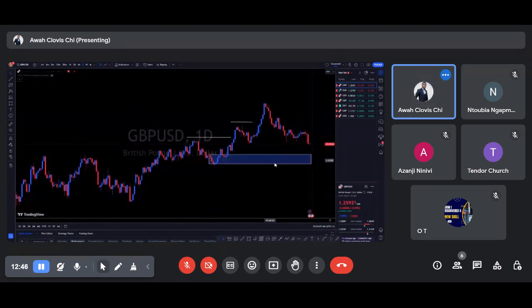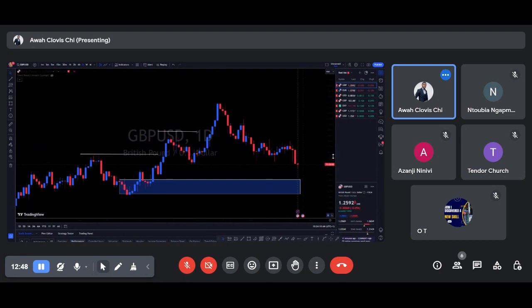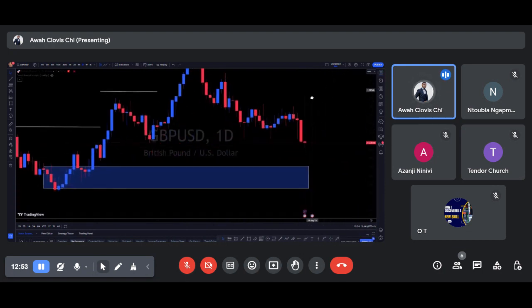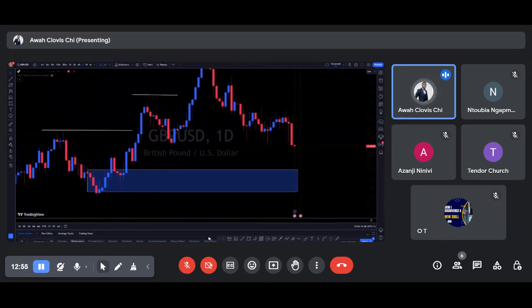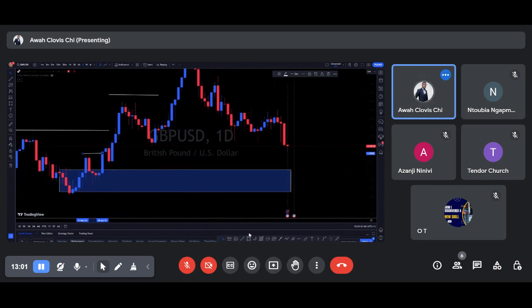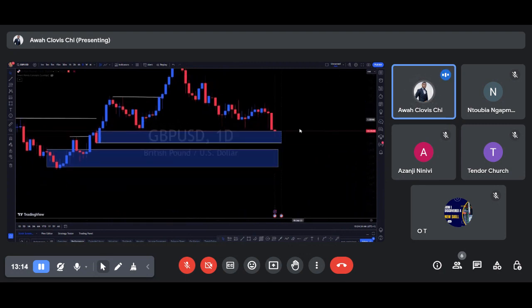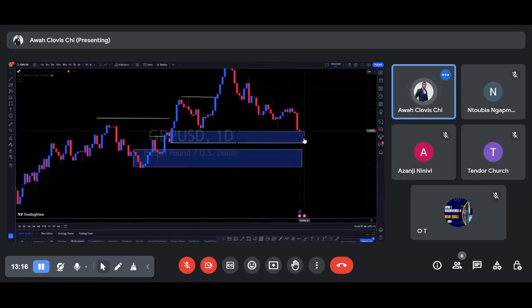What is happening on the daily is we have daily structure forming. We have a break of structure here. We have an order block below it. So we have this order block available here. From the look of things, the market has currently tapped into that particular order block. We have this order block of structure here.